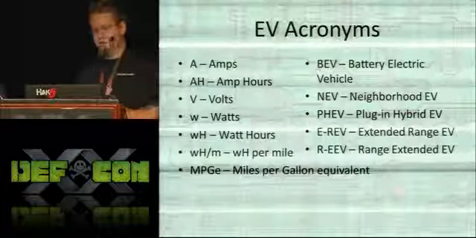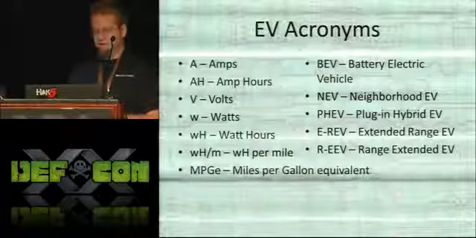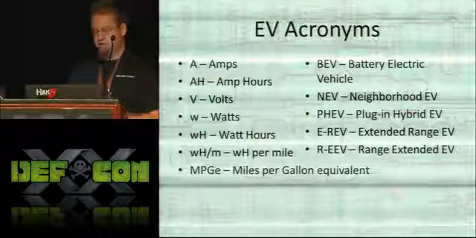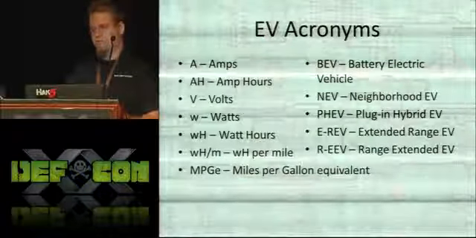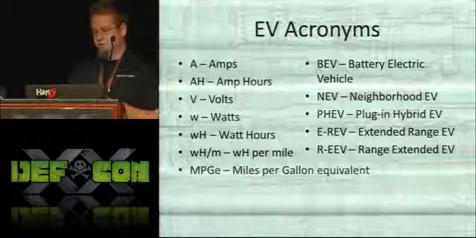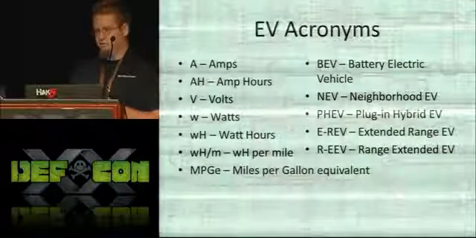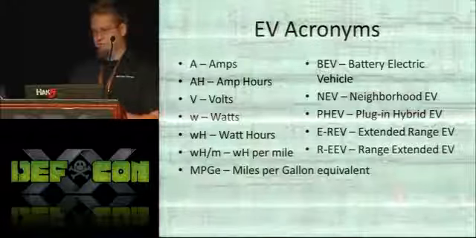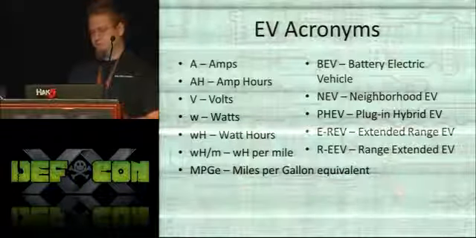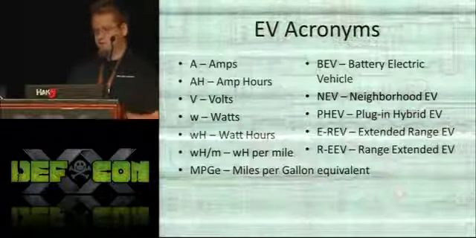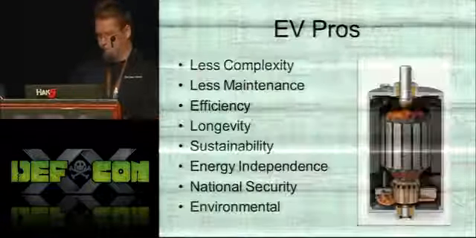So some acronyms you need to know. I'm sure you know amps, volts, amp hours is how you measure a battery capacity. Watts and watt hours is how much power you're getting out of that battery. Your watt hour per mile is how much power you need to go somewhere. Miles per gallon equivalent, and that's how you can compare it to a gas car. A BEV, battery electric vehicle, usually we just call it an EV. NEV, neighborhood EV, those are short range vehicles or low speed vehicles. And there's plug-in hybrids, that means it runs on gas, but you can also plug it in so you don't have to use gas. Then extended range EV and range extended EV are just weird things that GM made up because they didn't want to call it a hybrid.